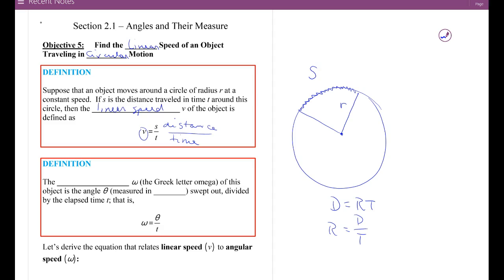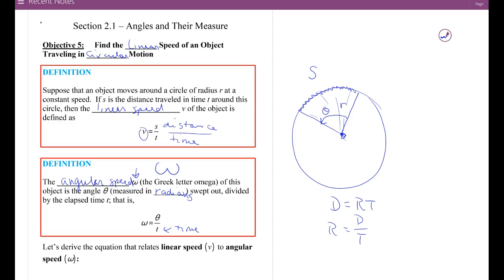Then we have angular speed, and we use the Greek letter omega to talk about angular speed. And again, we have a theta that has to be measured in radians, and we talk about as theta is being swept out. So somebody's standing in the middle of the circle, sighting, looking at the person that's running, and saying, what angle did you turn through? So that's the theta, and this is time.